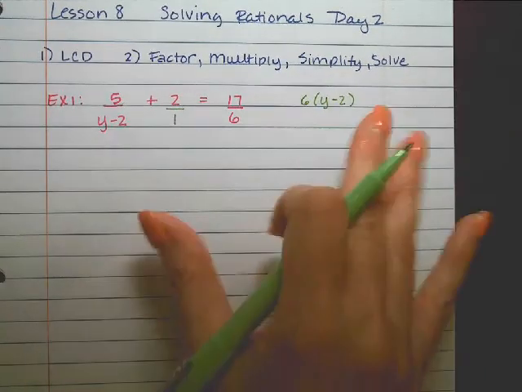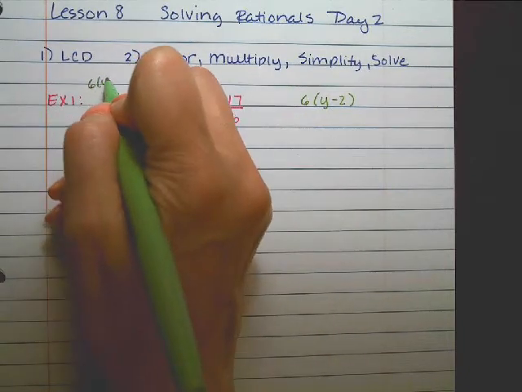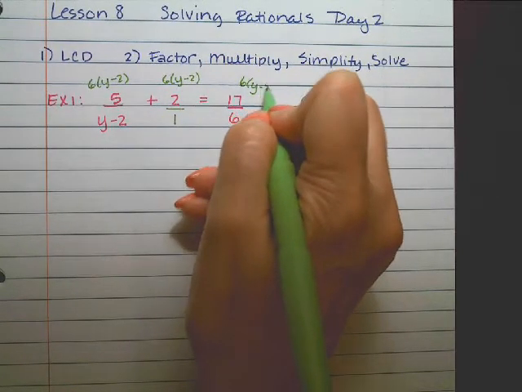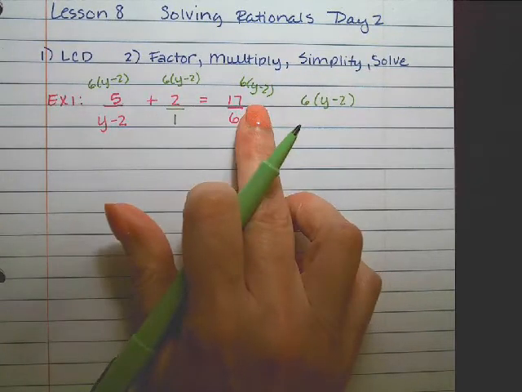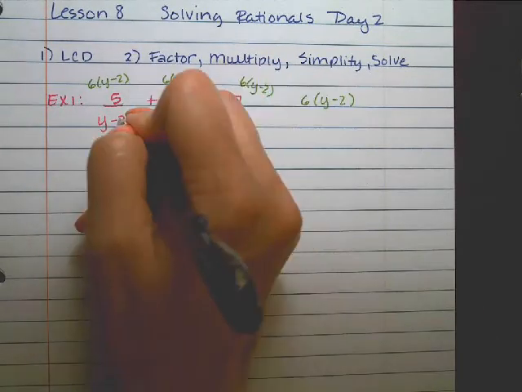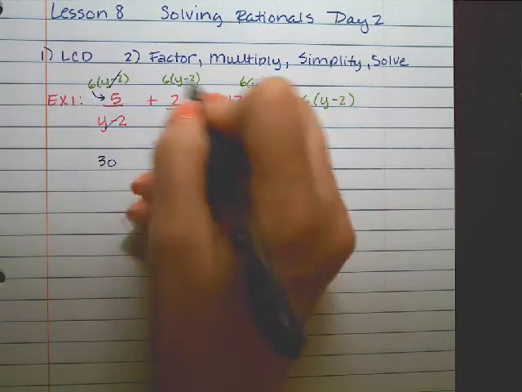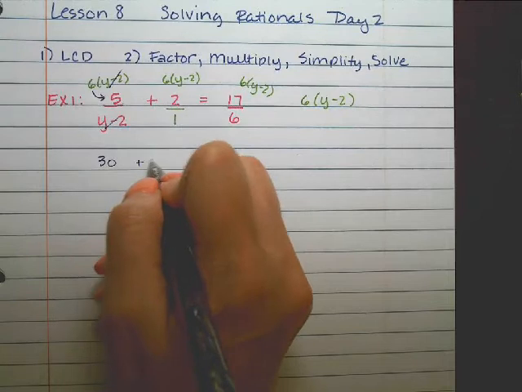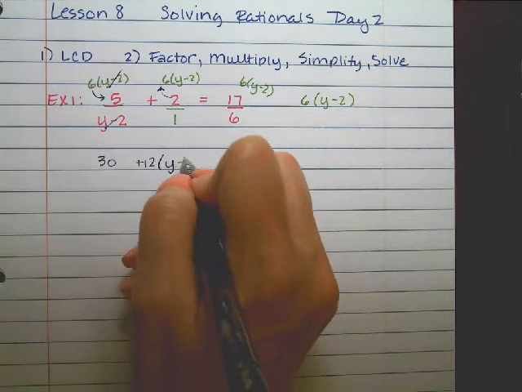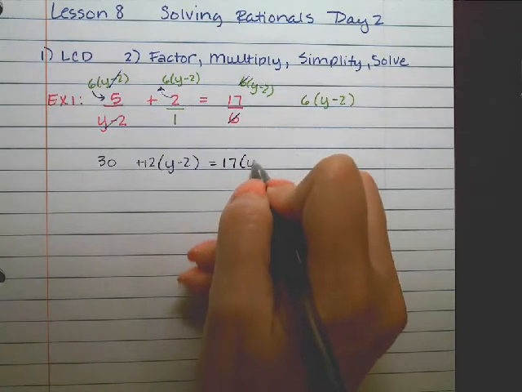In some ways these are kind of easier, but there's a lot more going on. So 6 times y minus 2, 6 times y minus 2, and 6 times y minus 2. Make sure you're writing it over the top, so we can cancel out just like we've been doing. Now these two cancel, leaving 6 times 5, which is 30. Nothing cancels here, so we just have 2 times 6, which is 12, times y minus 2. And then the 6's cancel, and so you have 17 times y minus 2.